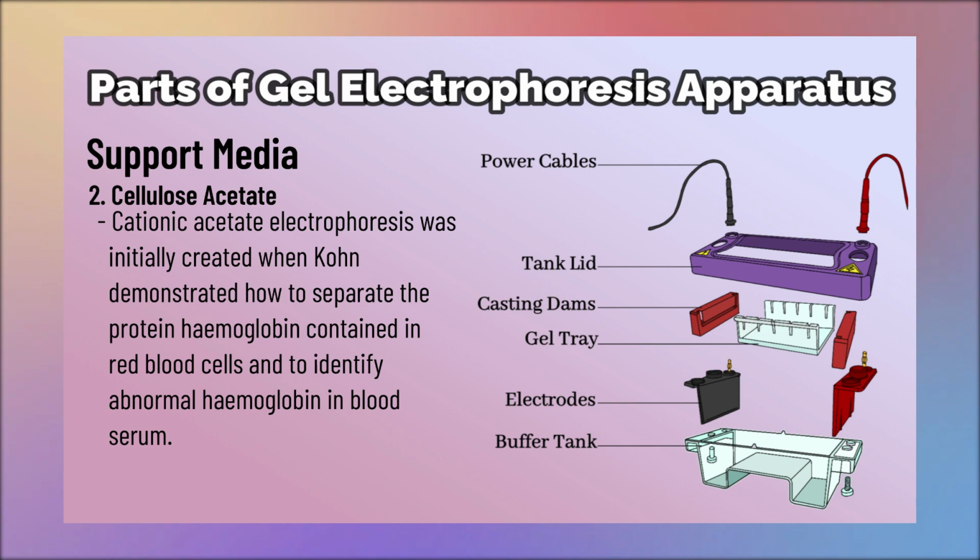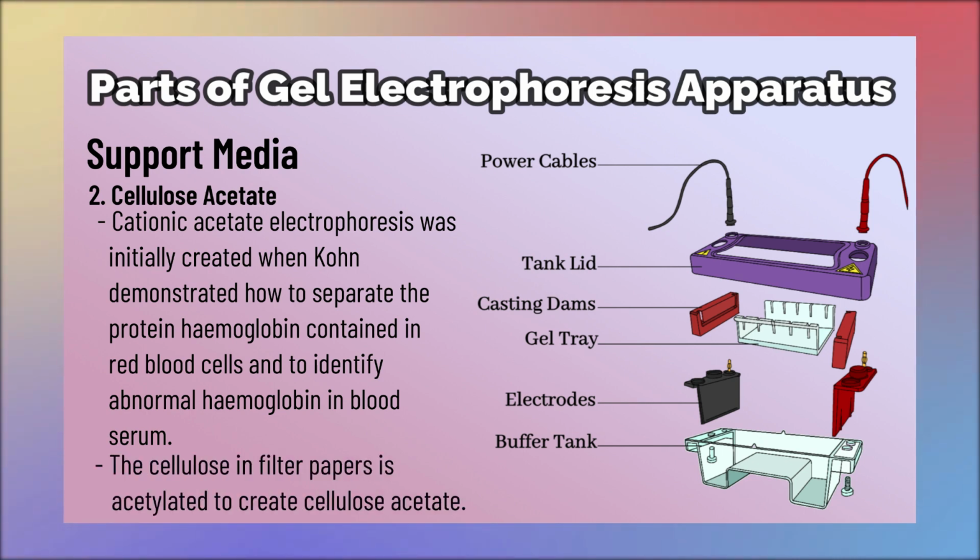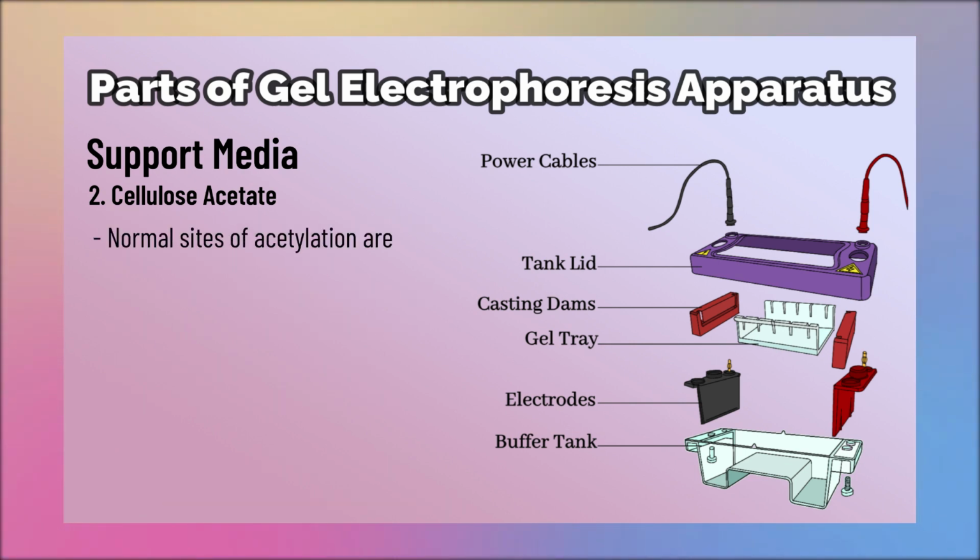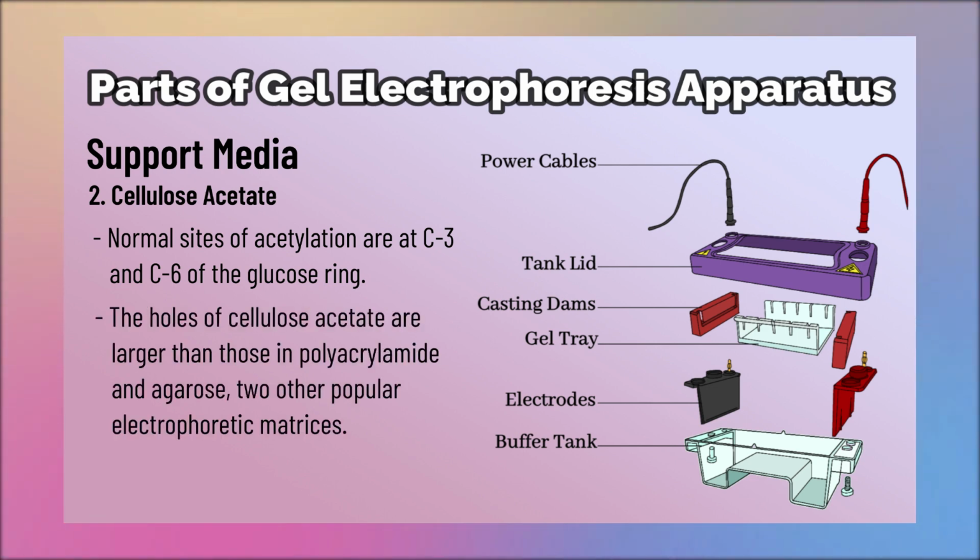Cellulose acetate electrophoresis was initially created when Kohn demonstrated how to separate the protein hemoglobin contained in red blood cells and to identify abnormal hemoglobin in blood serum. Cellulose in the filter papers is acylated to create cellulose acetate. Normal sites of acylation are at C3 and C6 of the glucose ring. The holes of the cellulose acetate are larger than those in polyacrylamide and agarose, two other popular electrophoretic matrices.